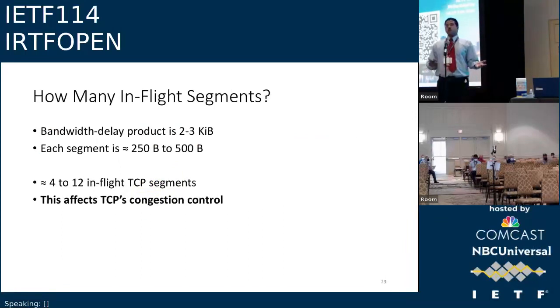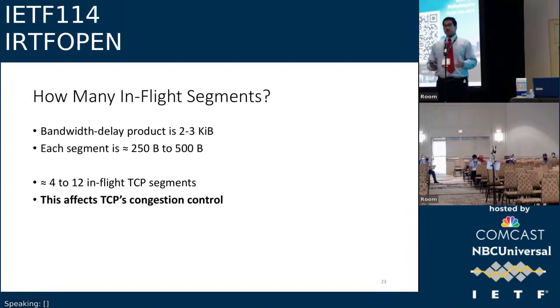Okay, next I'm going to talk about the wireless TCP problem. And before we talk about that, I need to tell you about the number of in-flight segments, since that affects TCP's congestion control. So as I mentioned, the bandwidth delay product is 2 to 3 kilobytes. Each segment is sized to about 250 to 500 bytes.